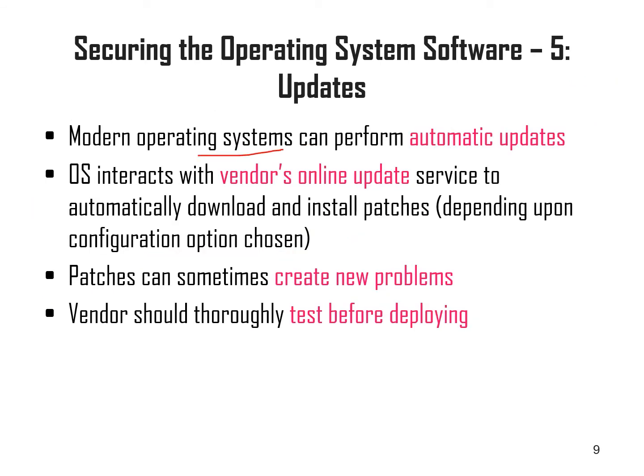Modern operating systems can perform automatic updates, you know, right? Every system will ask for automatic updates if it is not a pirated version, if it is a genuine version. Through that notification, you can update your system. So the OS interacts with the vendors online. How is this automatic update happening in your system?